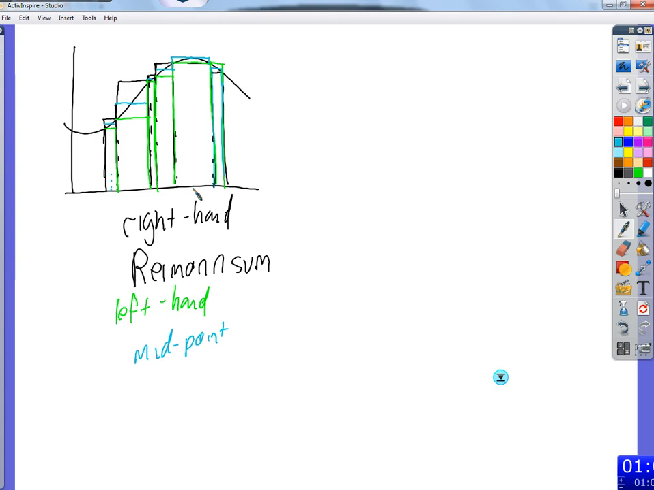Why did they even create them? There are some cases where it works better. What we do is a special case of a Riemann sum where the subintervals are equal. It is a Riemann sum, but Riemann sums allow for unequal subintervals.